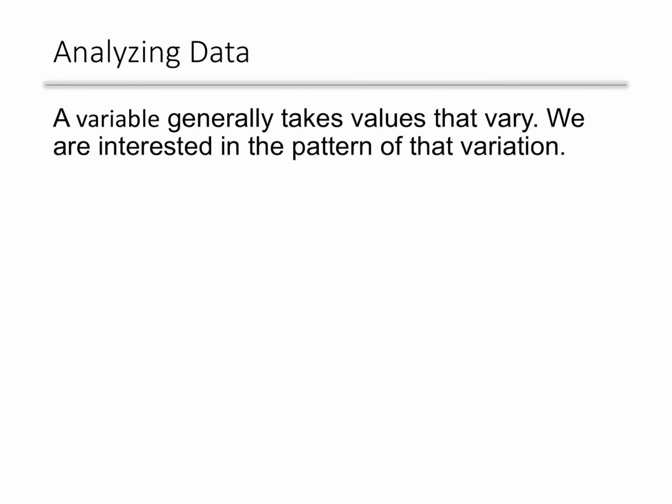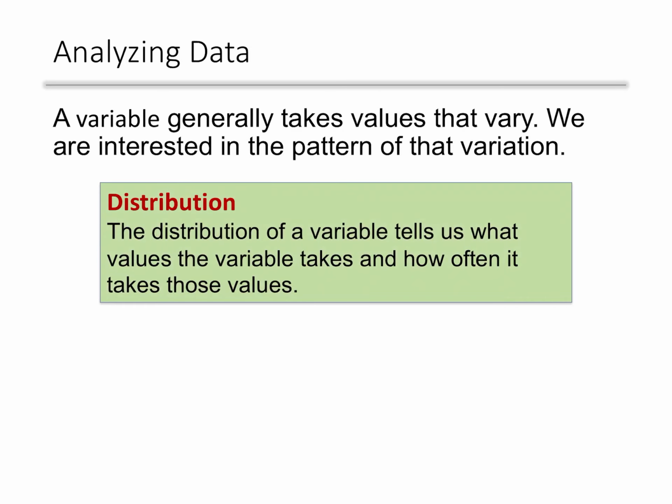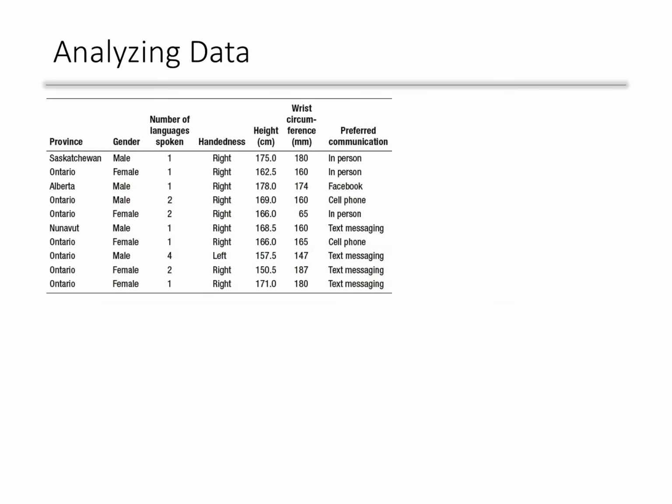When we're analyzing data, we're going to look at some different things. A variable generally takes values that vary. We are interested in the pattern of that variation. That pattern of the variation is what we call a distribution. The distribution of a variable tells us what values the variable can take and how often those occur. A lot of times the distributions are graphs or tables, things like that.